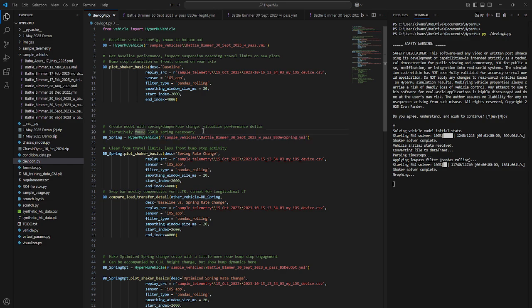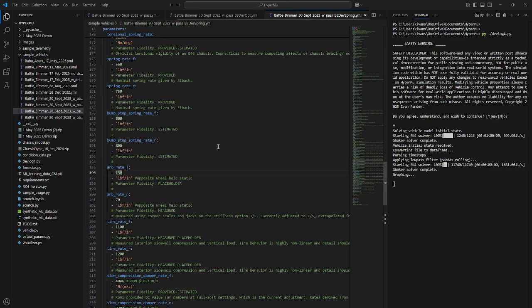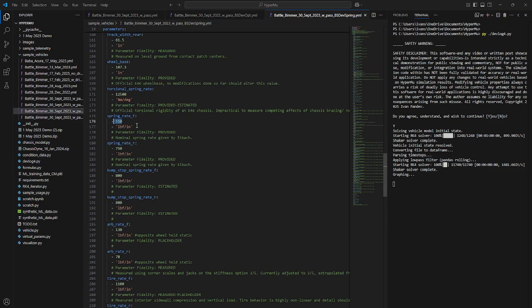this candidate option, which is increasing the front spring rates. After some iterative testing, I found that it was necessary to increase the front spring rate from 450 pounds to 550. 500 itself was not quite enough. This seems like a pretty significant change. It's an 11% increase in the ride frequency.